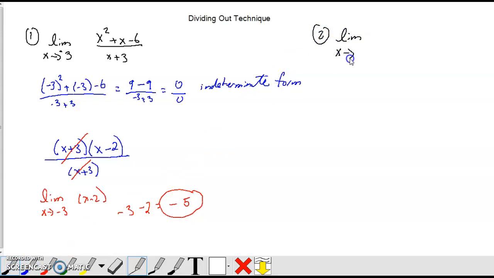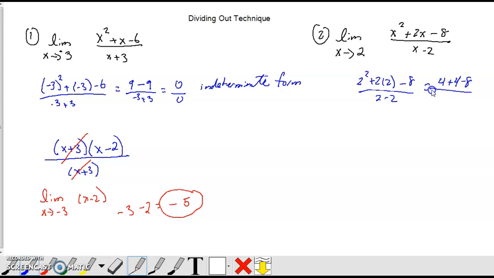The limit as x approaches positive 2 this time of x squared plus 2x minus 8 all over x minus 2. So again, we have to check to see if we are going to get the indeterminate form. So I'm going to get 2 squared plus 2 times 2 minus 8, and 2 minus 2. So this will be 4 plus 4 minus 8 all over 0, which is ultimately going to get me 0 over 0. Again, indeterminate form.